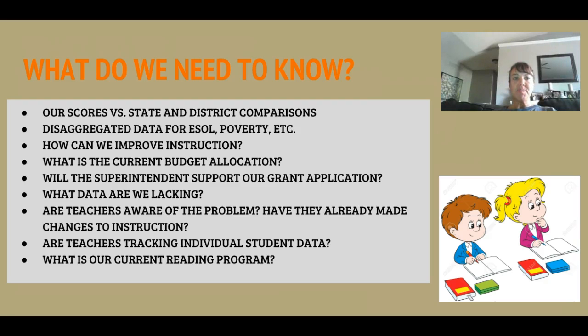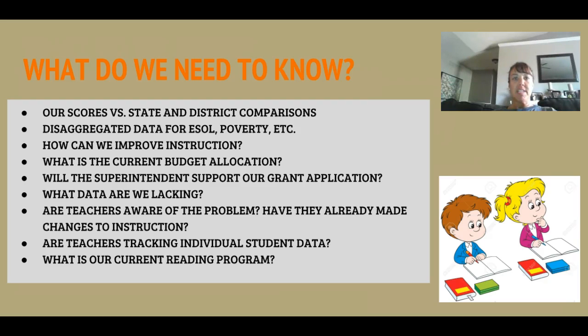What do we need to know? We need to know the disaggregated data for ESL students, students in poverty, and other areas with regard to the state assessment data. We also need to know our scores, how they measure up to other district schools and to state schools in comparison to ours. We need to know how can we improve instruction. We need to know what our current budget allocation is in regard to curriculum. We also need to know if the superintendent will support our grant application.